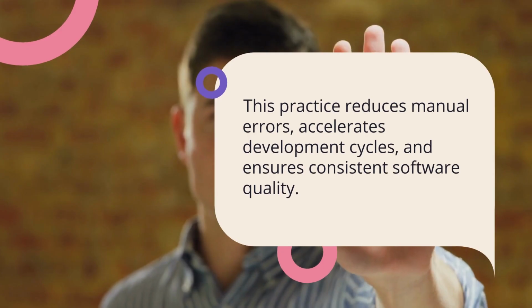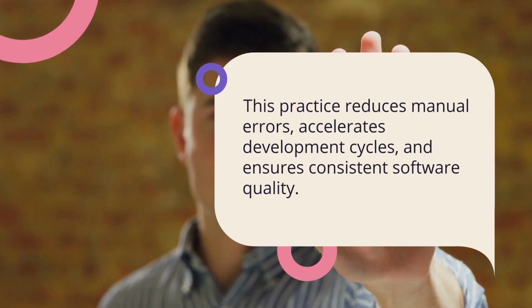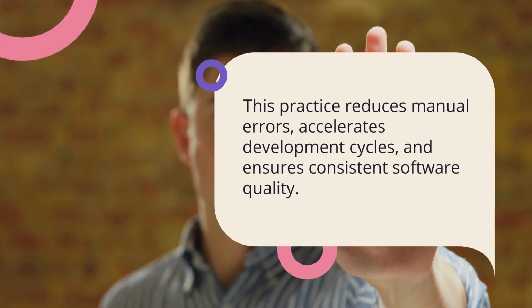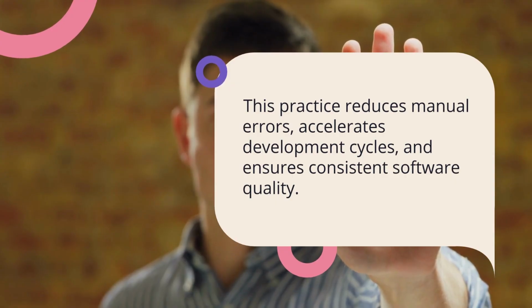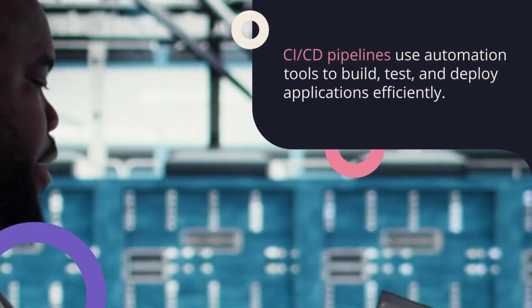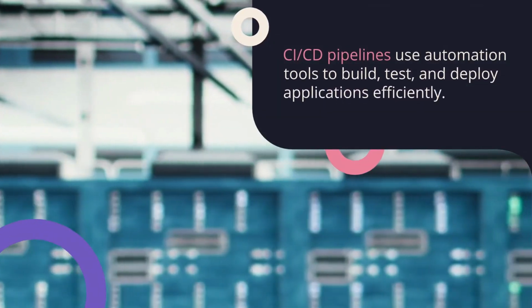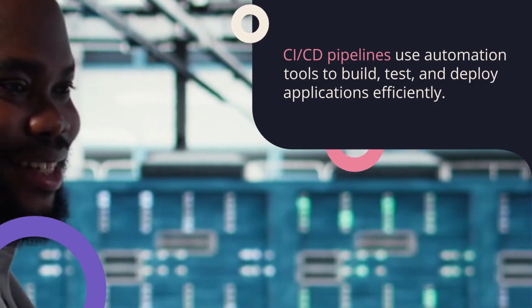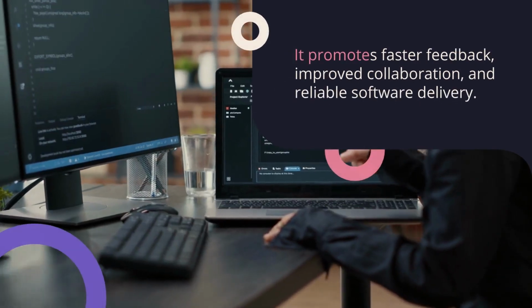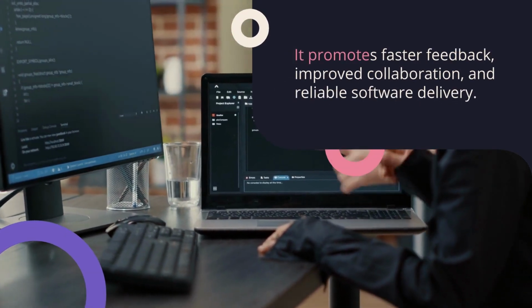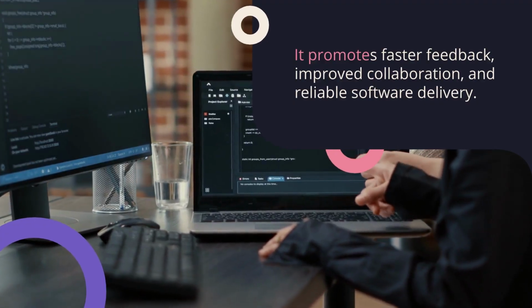This practice reduces manual errors, accelerates development cycles, and ensures consistent software quality. CI/CD pipelines use automation tools to build, test, and deploy applications efficiently. It promotes faster feedback, improved collaboration, and reliable software delivery.